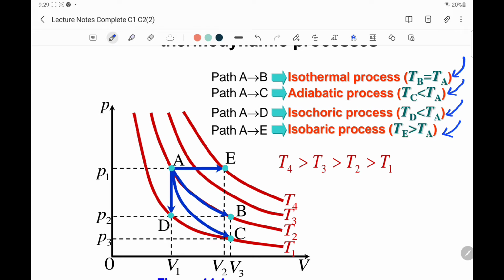There are 4 curves of temperature: T1, T2, T3 and T4. T4 is greater than T3, T3 is greater than T2, and T2 is greater than T1.